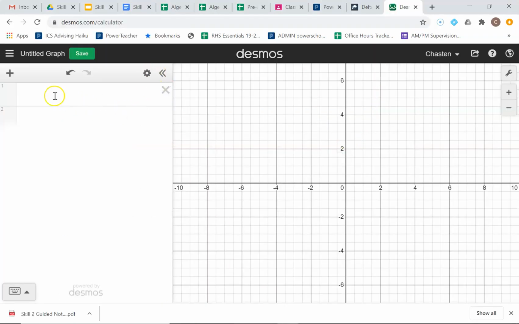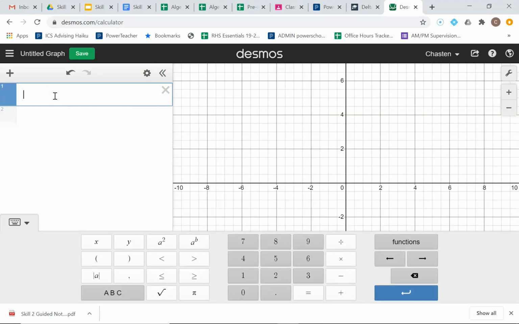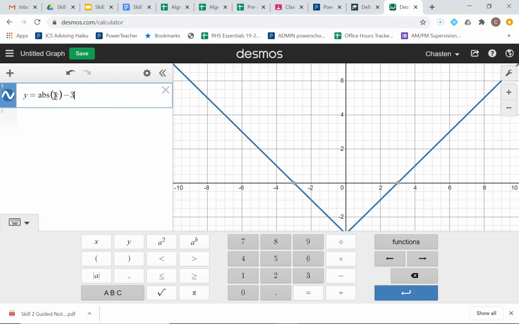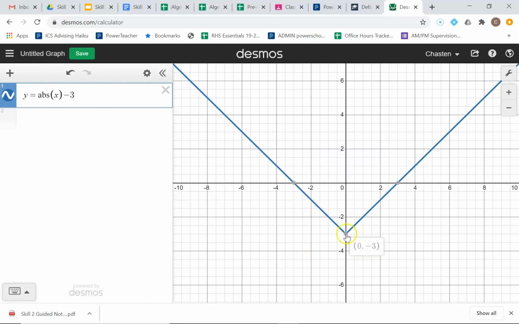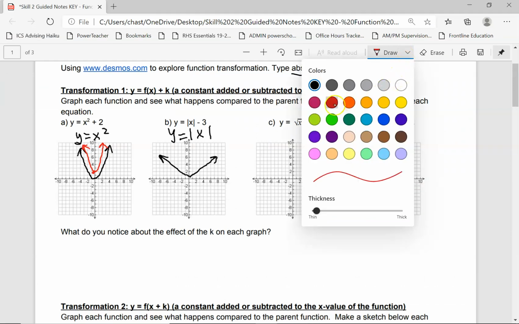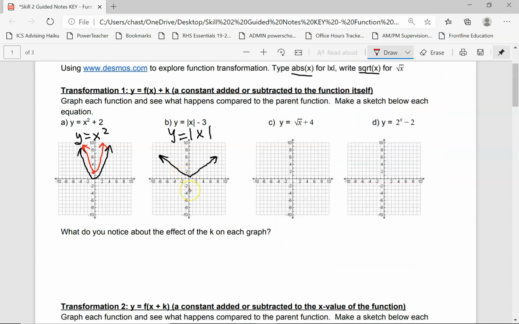So I'm going to clear this function out, and I'm going to type in y equals ABS x, and then minus 3. I'll move this out of the way, and if we look here, we can see that what was the origin as our vertex now becomes the point 0, negative 3. So I'm going to plot that. I'm going to use red to show my transformation. And when I do that, I'm just going to plot my negative 3, and the graph just looks like this. Okay?